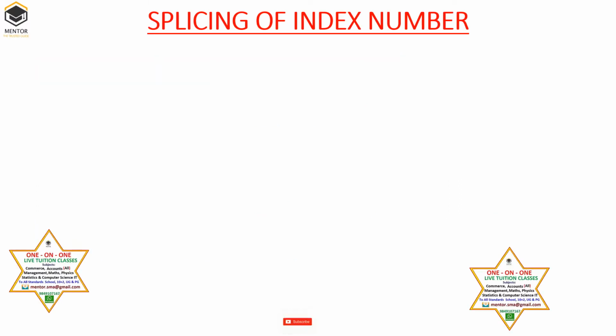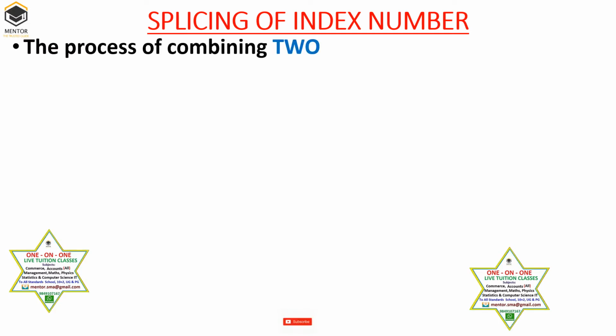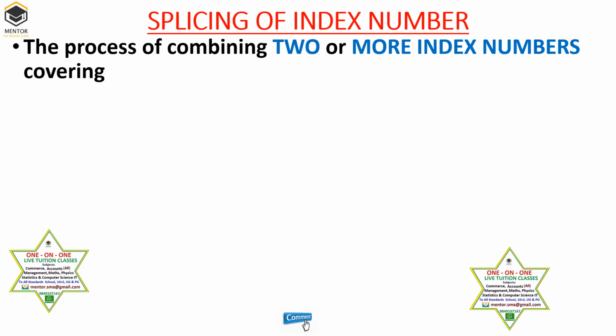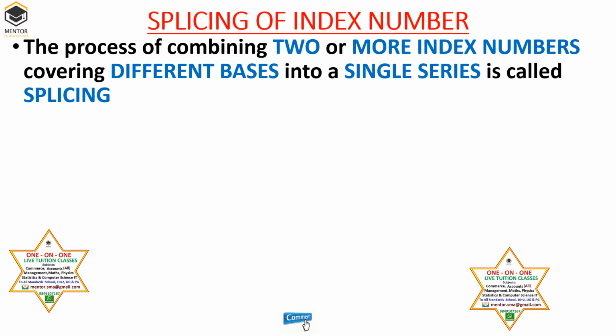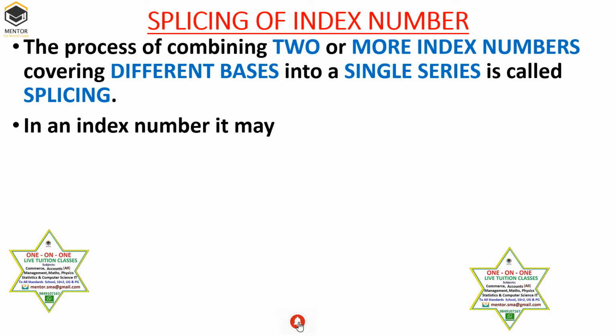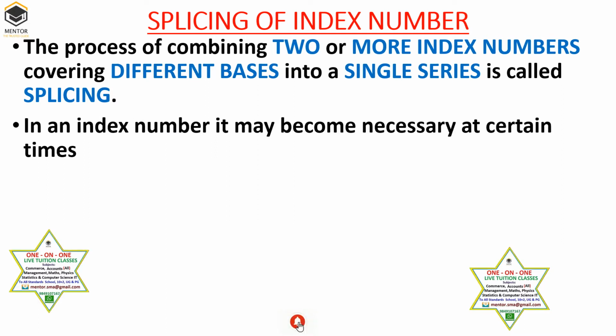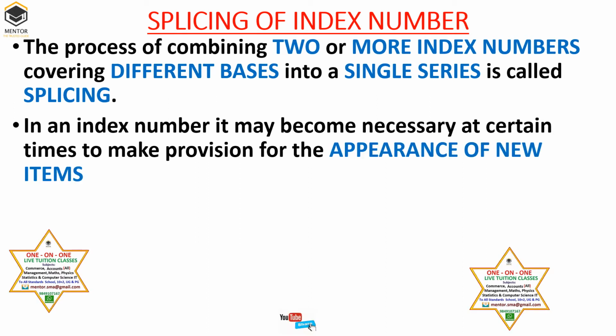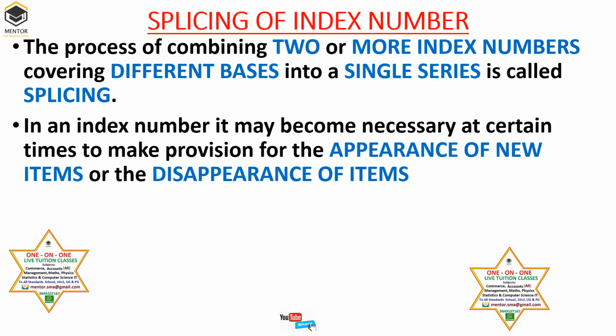Splicing in index number. The process of combining two or more index numbers covering different bases into a single series is called splicing. So in an index number, it may become necessary at certain times to make provision for the appearance of a new item or disappearance of an existing or previously used item. So let's understand this splicing with an example.